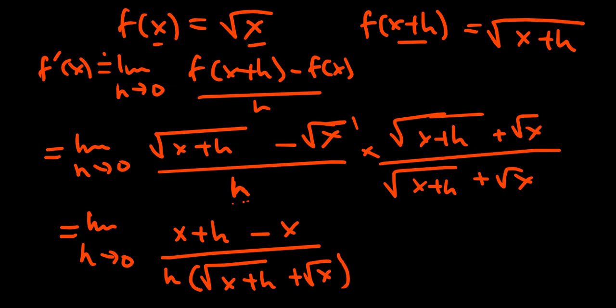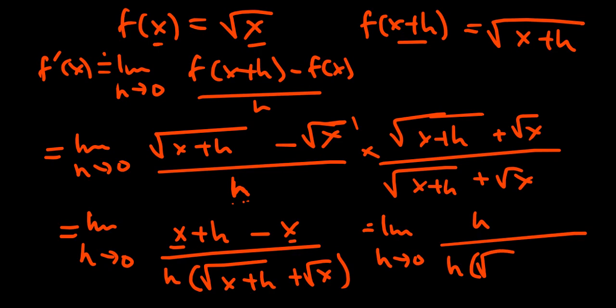From here I can see that my x and my negative x cancel out, then I'll just remain with h on top. So I'll have the limit as h approaches 0 of h over h times (root of x plus h, plus root of x). Then here I can divide h into that one. I'll just remain with 1 in the numerator.